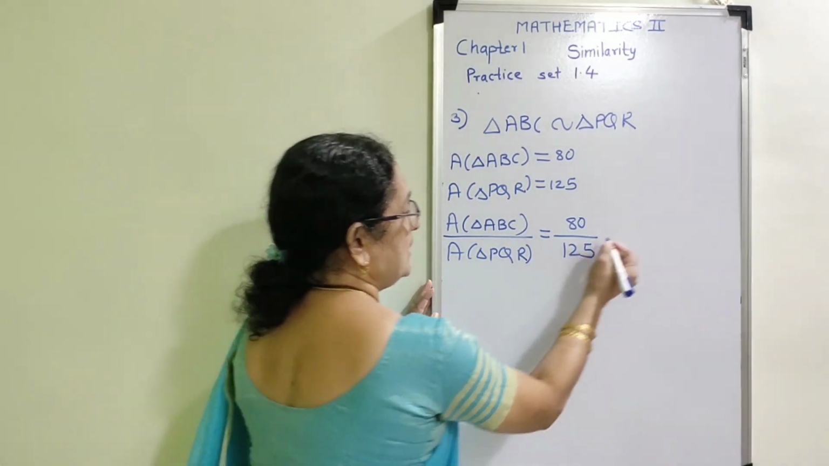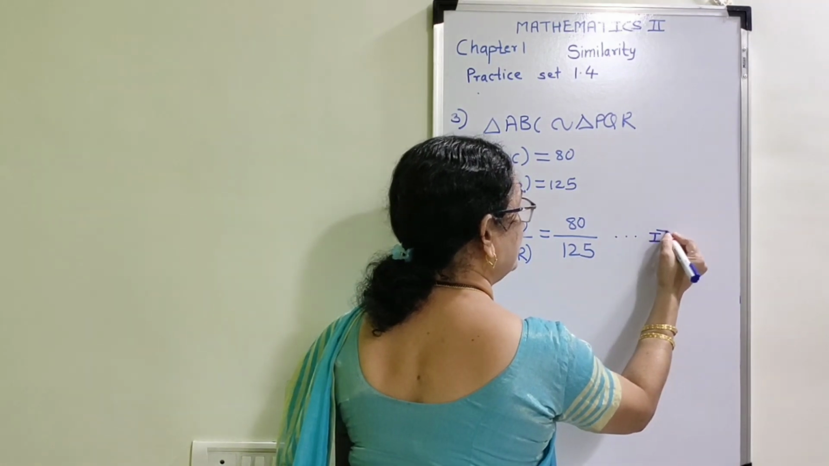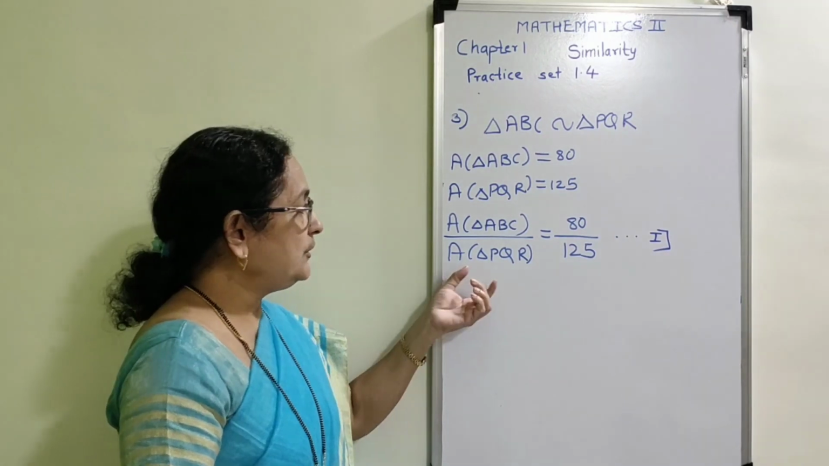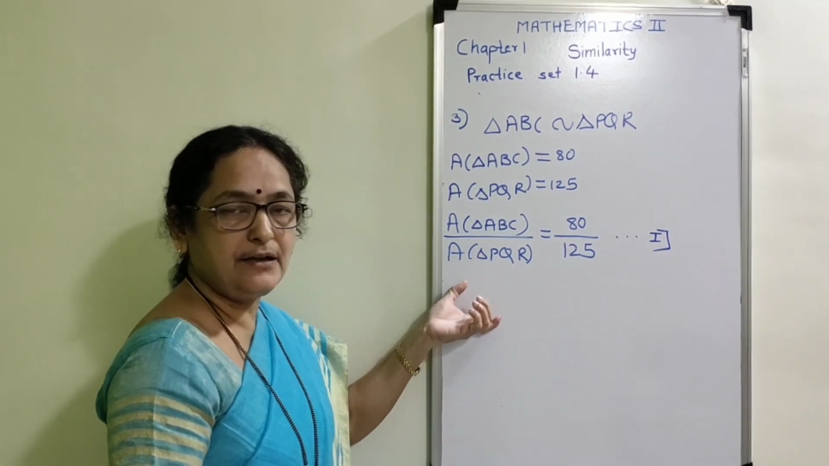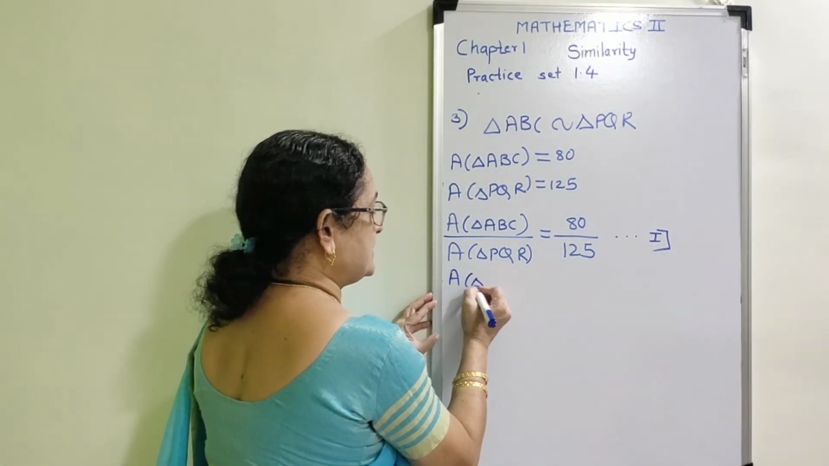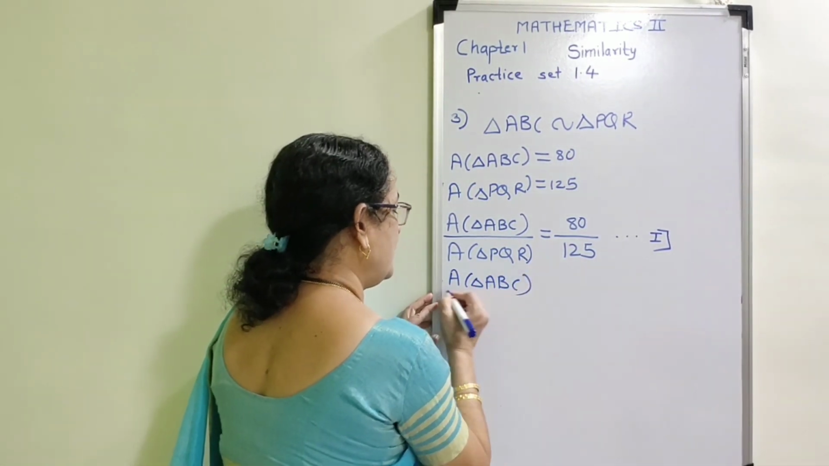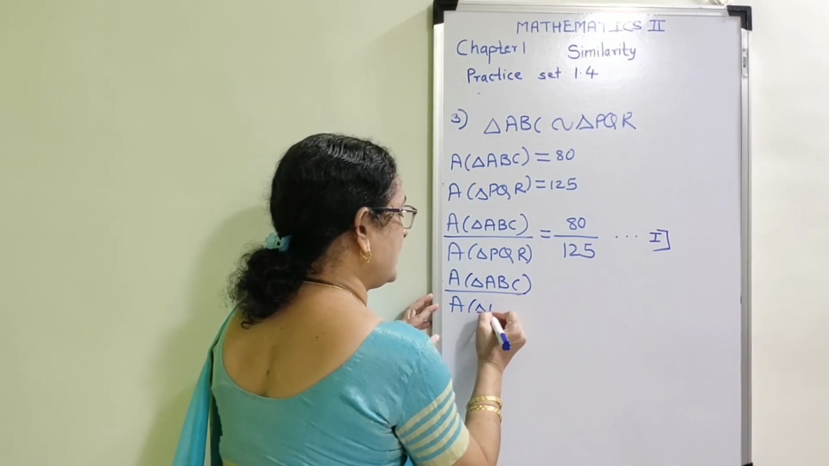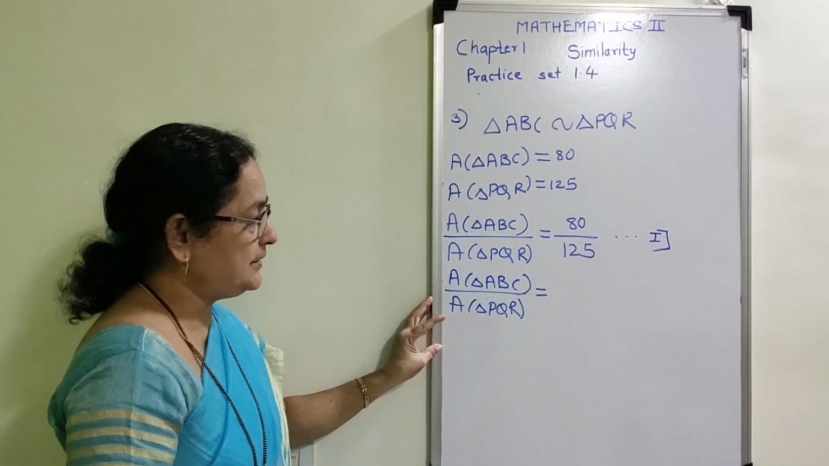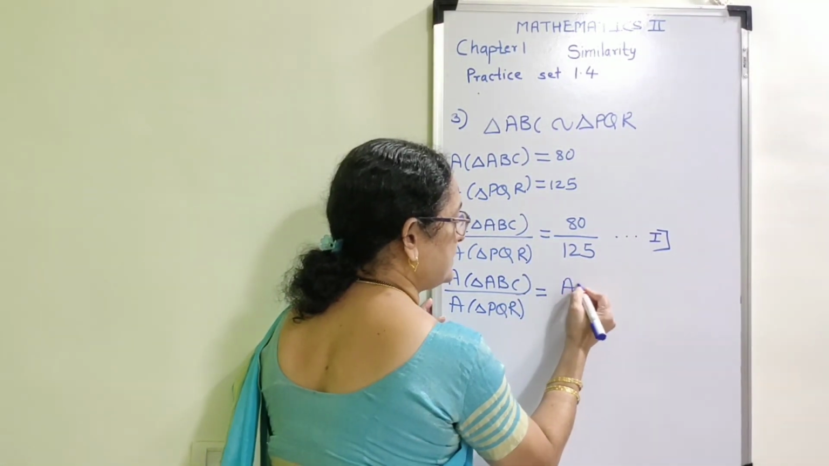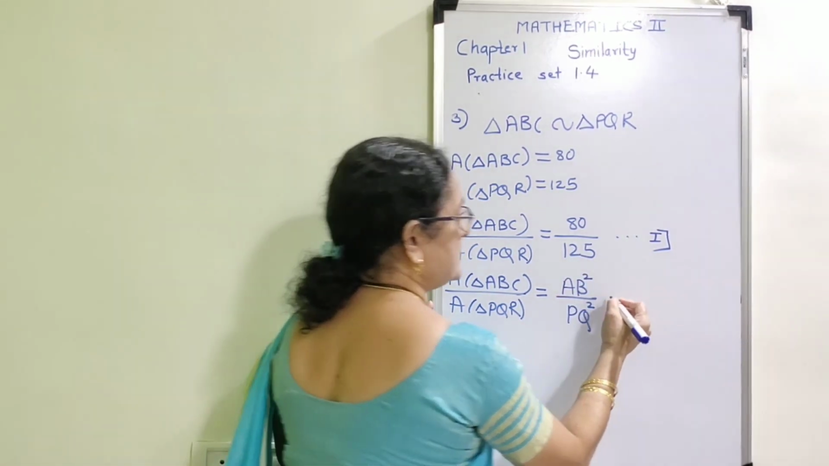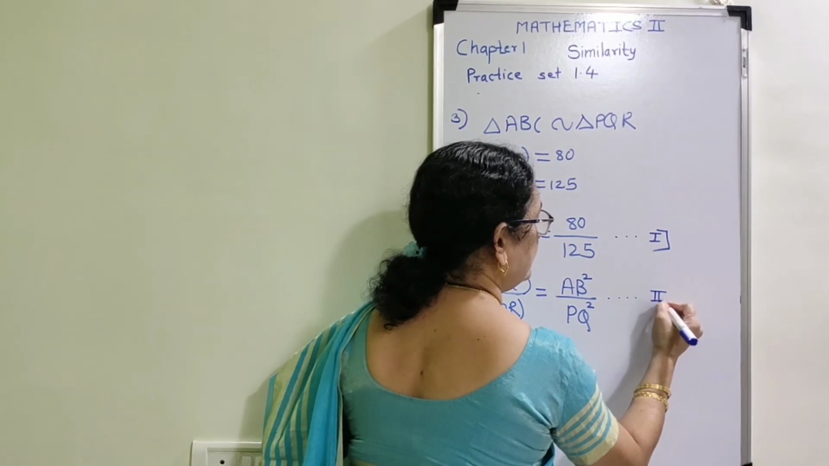Now I am going to write, this is statement number 1. Here they have given only the fill in the blanks. No need to extend this example and write the middle steps, but I am going to explain all steps. Area of triangle ABC upon area of triangle PQR. Using the theorem of areas of two similar triangles, I will get that is equal to AB square upon PQ square. This is my statement number 2.